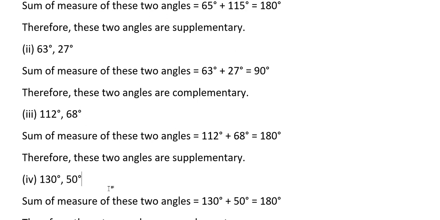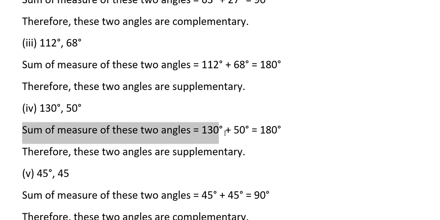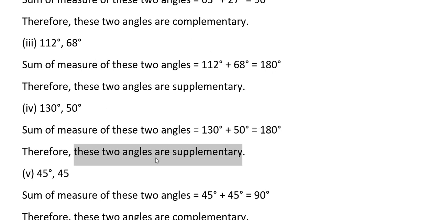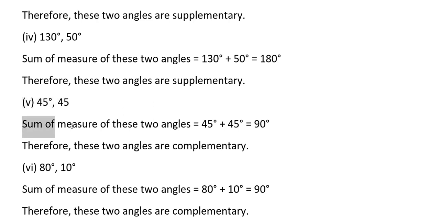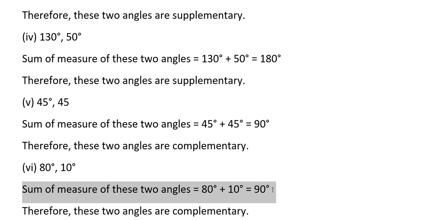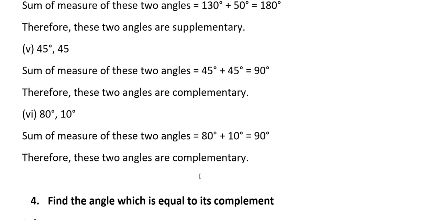130, 50: the sum of the measure of the two angles, 130 plus 50 degrees, is equal to 180. Therefore, the two angles are supplementary. 45, 45: the sum of the measures of the two angles is 45 plus 45, which is equal to 90. Therefore, the two angles are complementary. 80, 10: the sum of the measure of these two angles is 80 plus 10, which is equal to 90. Therefore, the two angles are complementary.